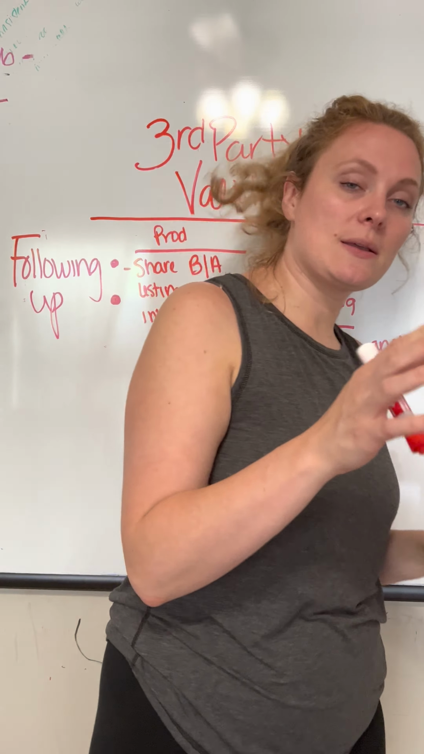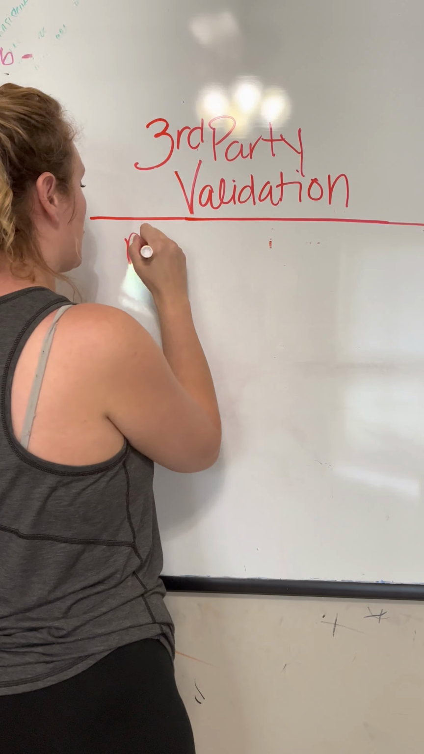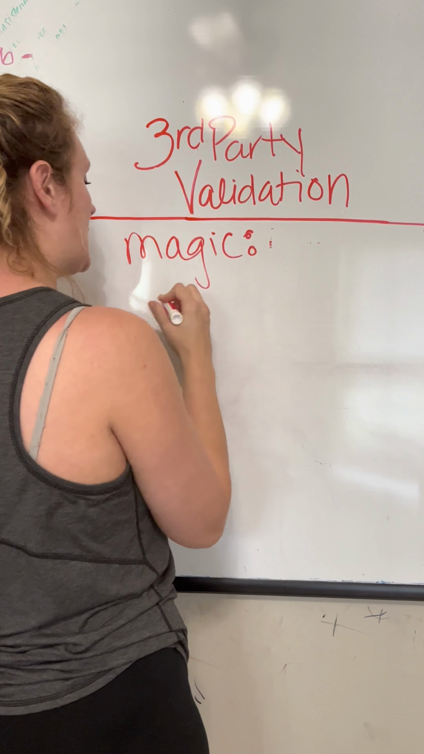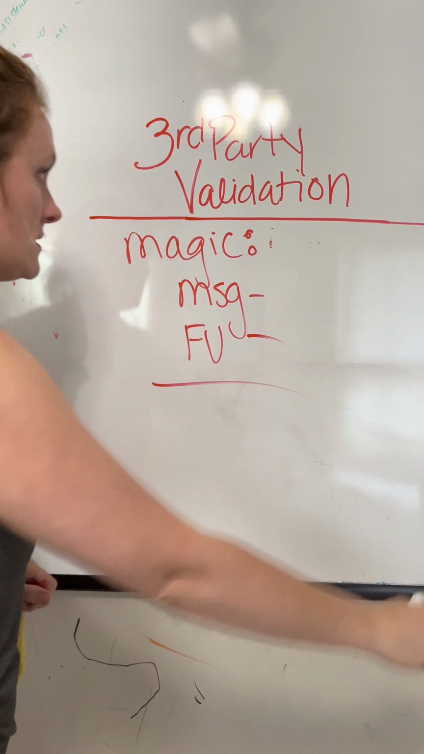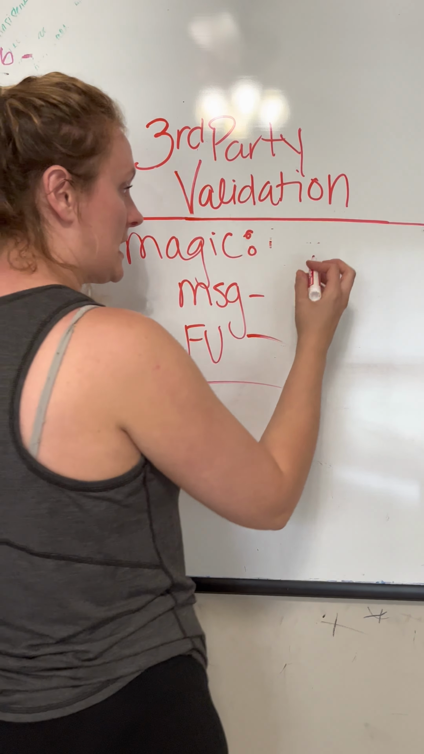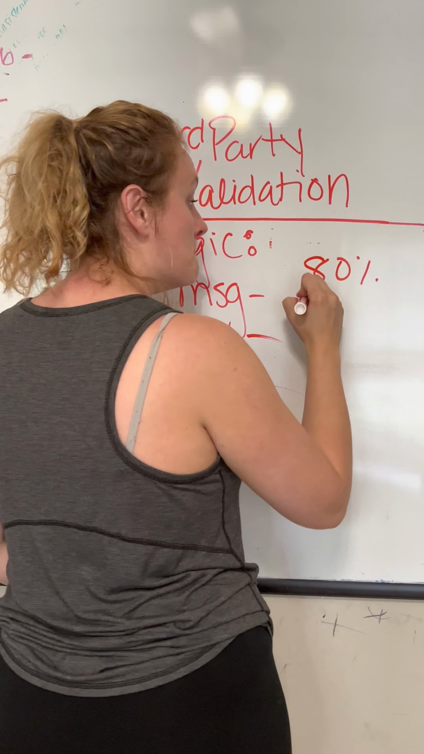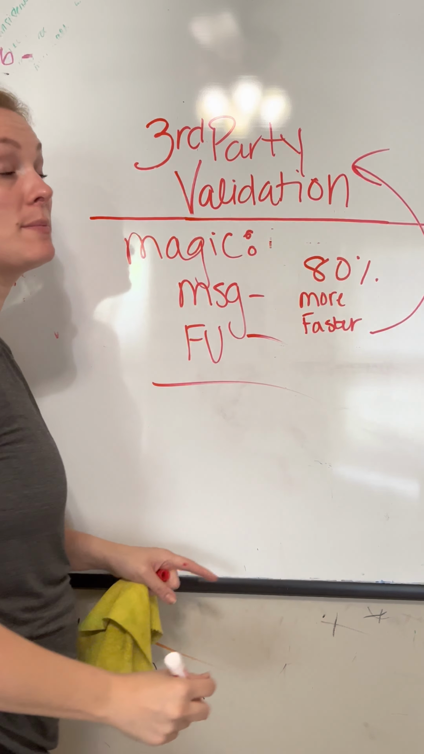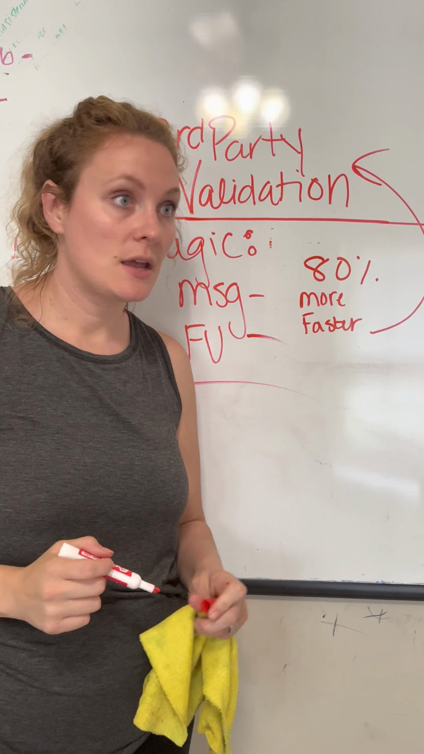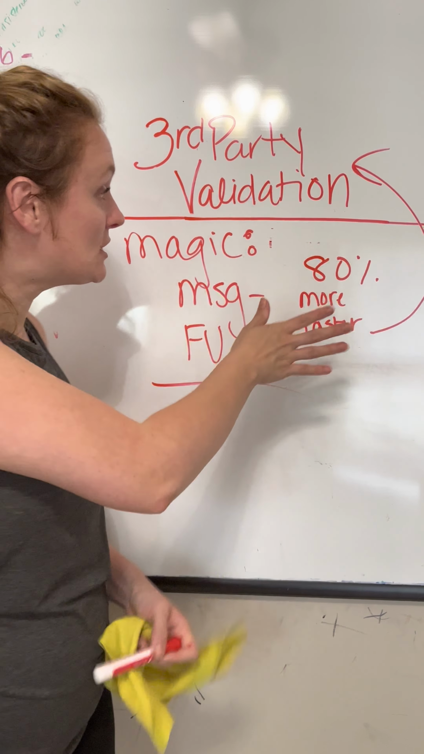One last thing I want to end you with. When it comes to third-party validation, the magic is going to happen in the messages and in the follow-ups. What you're going to see is that 80% of people enroll more and faster with third-party validation. That means you're going to increase your enrollments by 80%, and they're going to enroll even faster than without it. So don't not use it. You need to use it, okay?